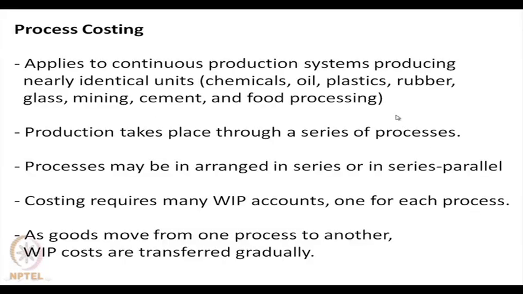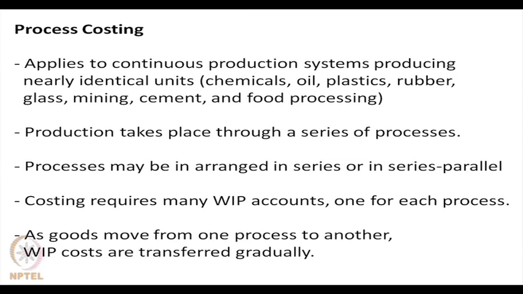First of all, what do we mean by process costing? It applies to continuous production systems producing identical or nearly identical units. Examples are plenty: chemicals, oil, plastics, rubber, glass, mining, cement and food processing. Now, in such systems, production takes place through a series of processes.